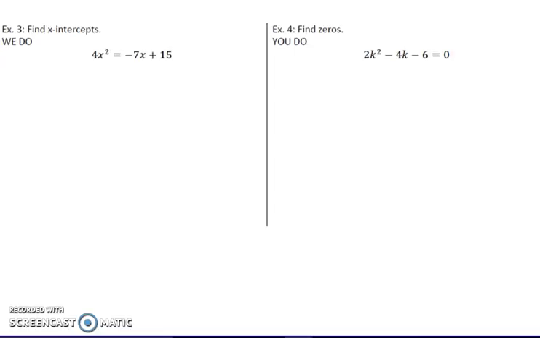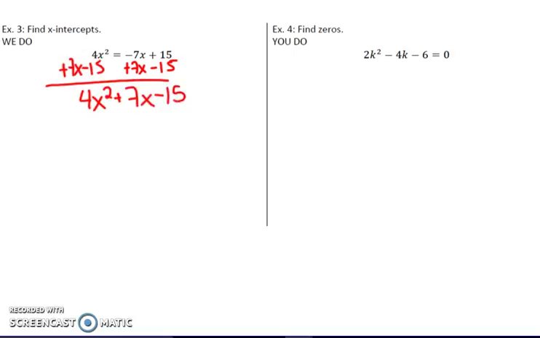Example 3 is asking for the x-intercepts. What we want to get in the habit of doing is, if it's x-intercepts, we can either write them in brackets or we can create points with them. I need to get it in standard quadratic form, so I'm going to add 7x and subtract 15 on both sides. And I'm going to get 4x squared plus 7x minus 15 equals 0.